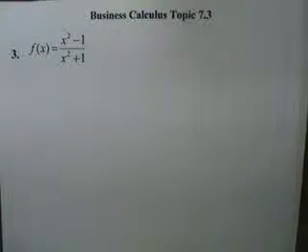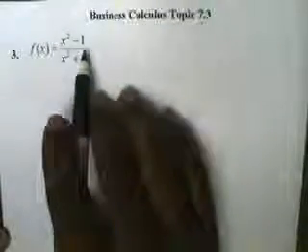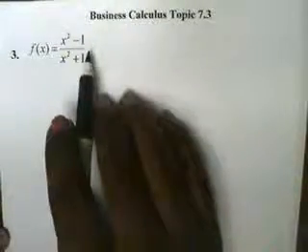This is calculus, topic 7.3. Well, this function, we want to get all the graphing aspects of it: the X-intercepts, Y-intercepts, the concavities, inflection points. So let's start off with the X-intercepts. To find the X-intercept of a rational function, you take the numerator, set it equal to 0, and solve for x.